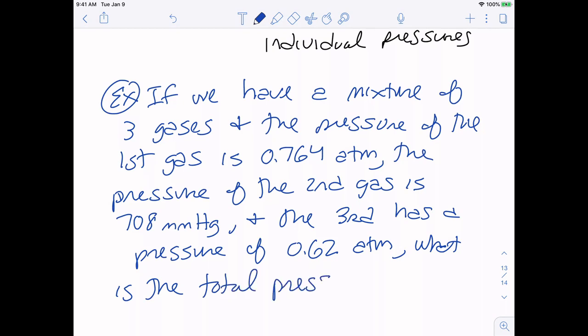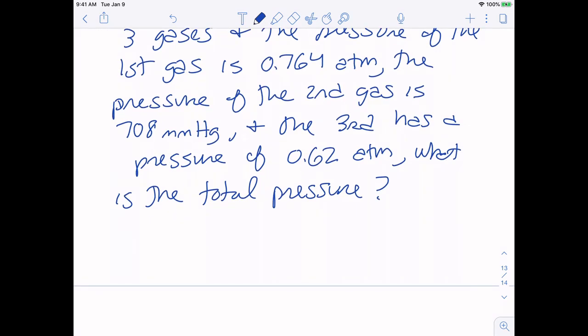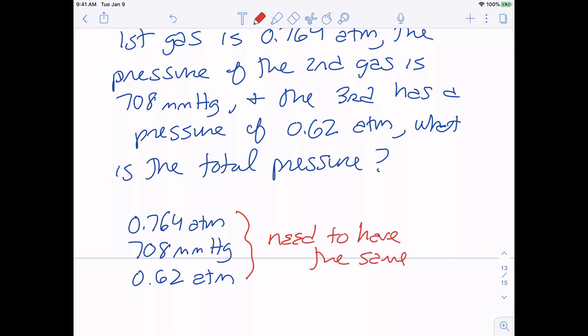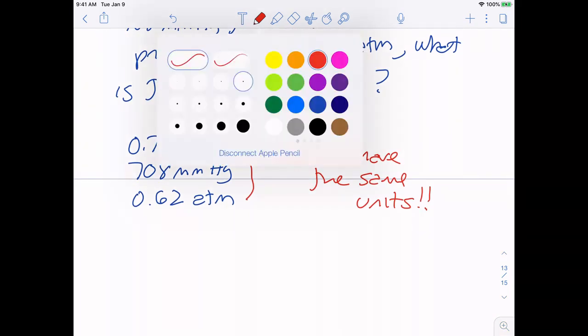So it's literally just adding them together. The only problem is they all have to have the same units, right? If we're going to add something, our units have to be the same. So I do need to do a couple conversions, right? I have 0.764 atmospheres, 708 millimeters of mercury, and 0.62 atmospheres. So before I add those together, they need to be the same units. We can't add or subtract numbers if their units aren't the same. We can multiply them, but to add them we actually have to have them the same. So I do need to do a conversion.